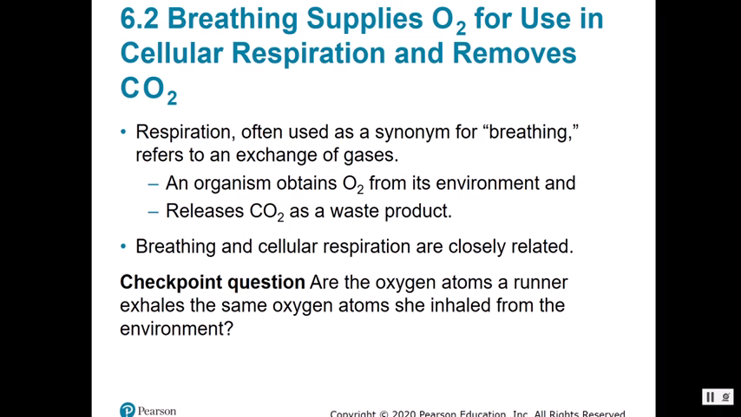Now, moving to objective number 2, which says, explain how breathing and cell respiration are related. Respiration is often used as a synonym for breathing, and it refers to exchanging gases. Organisms get oxygen from the environment. We breathe it in, and we breathe out CO2 as a waste product. So breathing and cell respiration are very closely related.